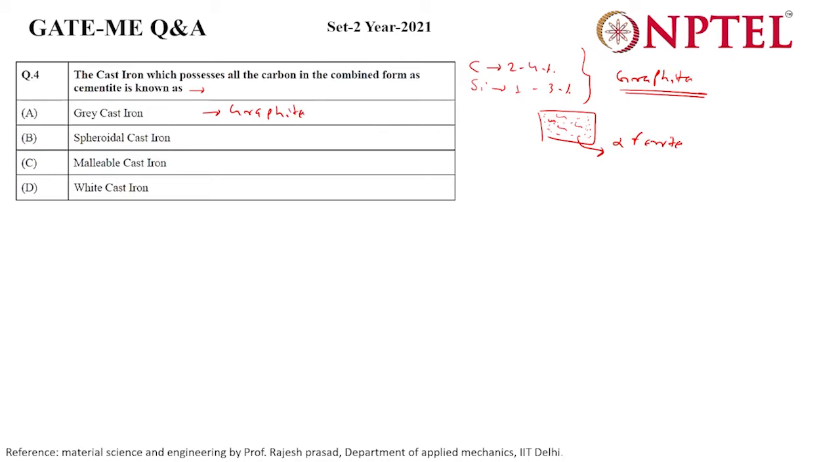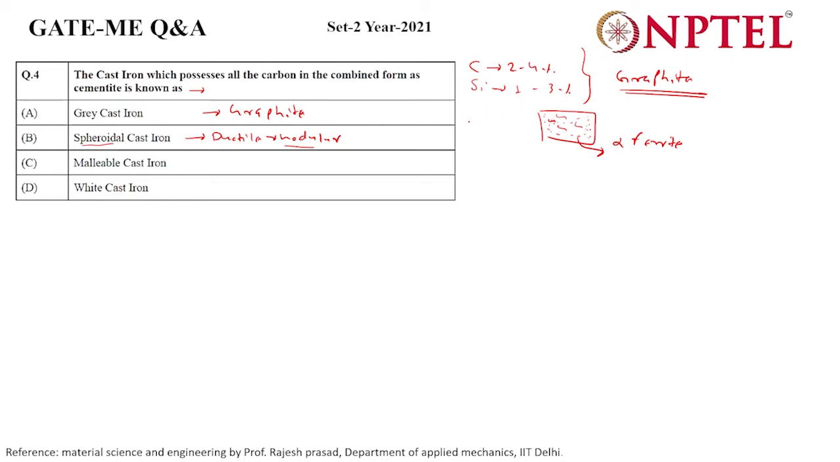Same for the spheroidal cast iron. Spheroidal cast iron is like a ductile cast iron, or it is also known as nodular cast iron. Two names are there: ductile or nodular. The names nodular and spheroidal come from the shape of this carbon reinforcement. So it is also the same as gray cast iron.